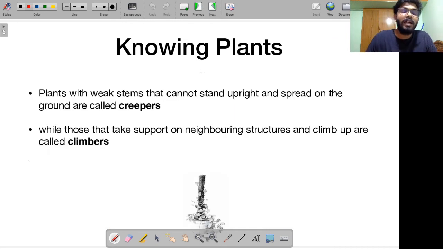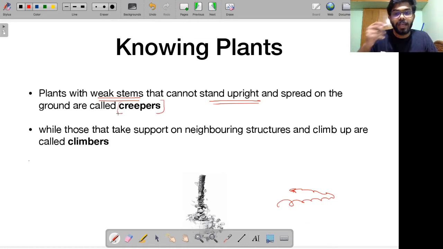Then there will be some plants that have very weak stems. See, these cannot even stand upright. So what they end up doing is they start spreading on the ground. Like this, on the ground only they start spreading. These don't rise up. These are creeping on the ground. So therefore these are called creepers.